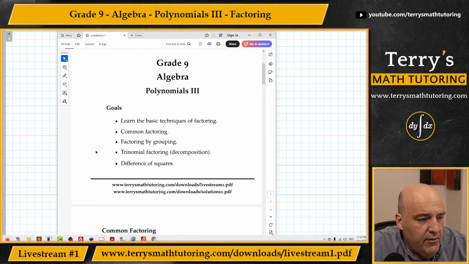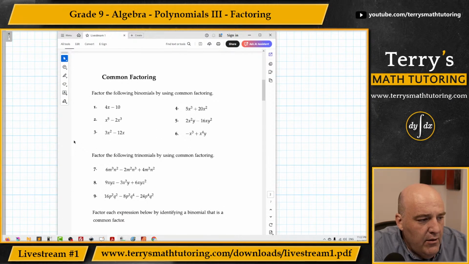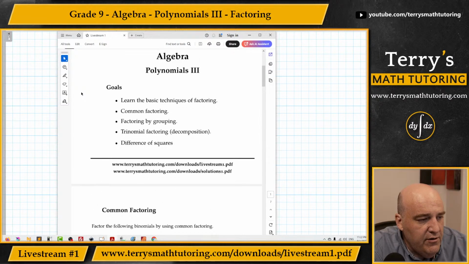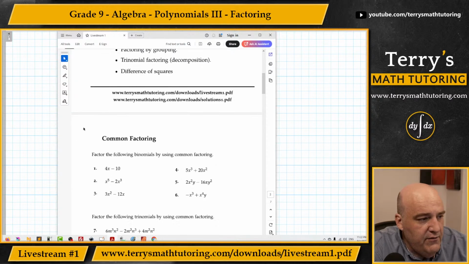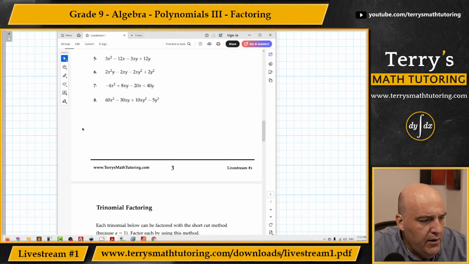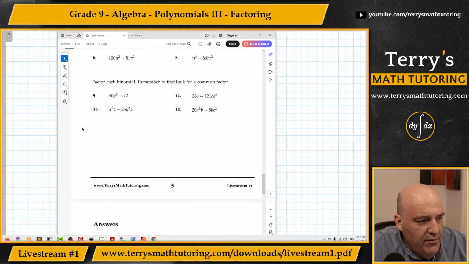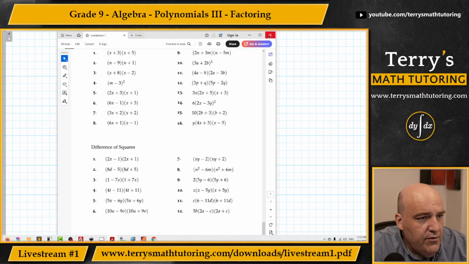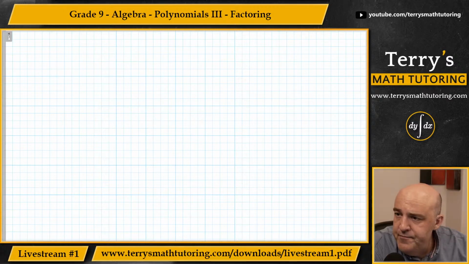And we're going to go through all these questions. And we're going to learn how to factor polynomials. We're going to learn common factoring, grouping, trinomial, and difference of squares. And then at the end of the document, there's answers. So this is our goal for today.